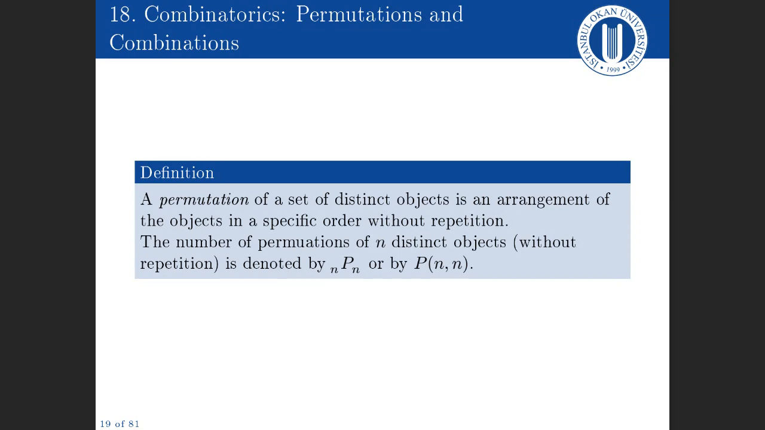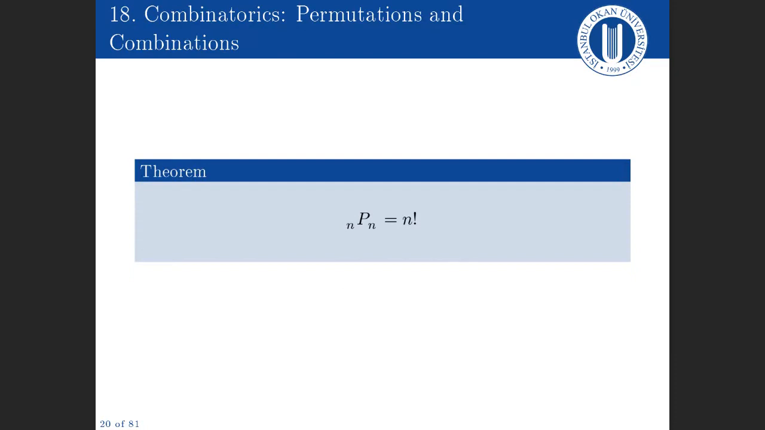We have a way to write the number of permutations of n distinct objects without repetition. We write that as nPn. And we have a formula for this. Just like in the previous example with the 4 pictures, nPn is equal to n factorial. In the previous example, n was equal to 4 because we had 4 different pictures, so 4P4 is equal to 4 factorial, or 24, as we found already.